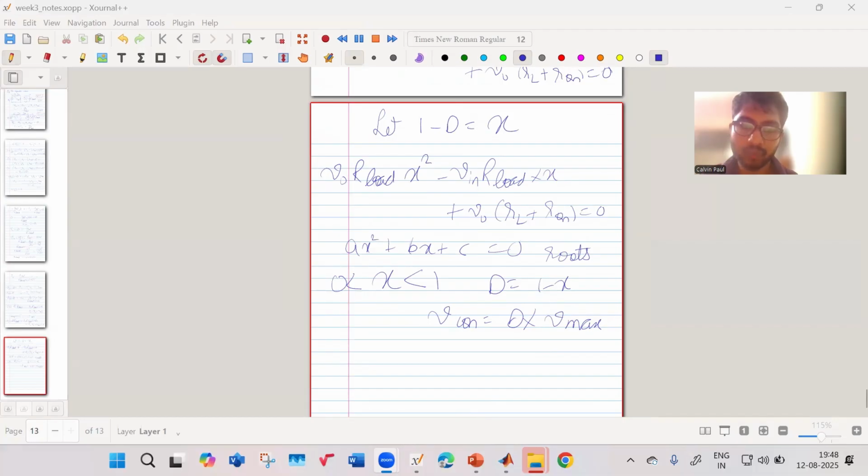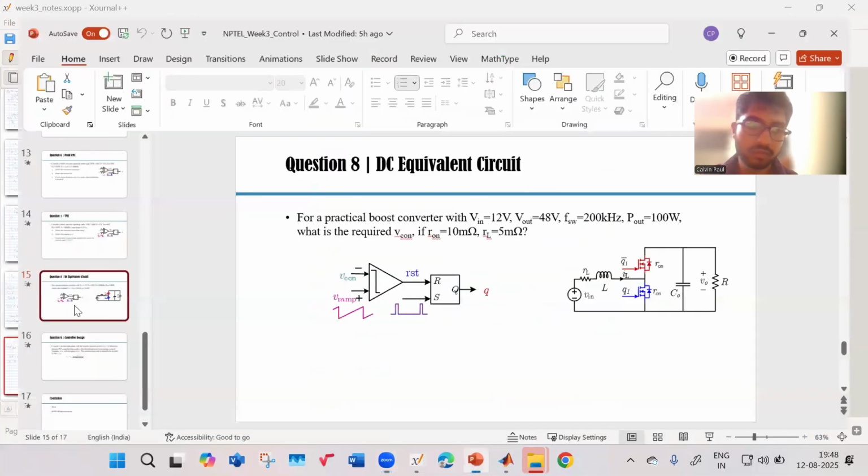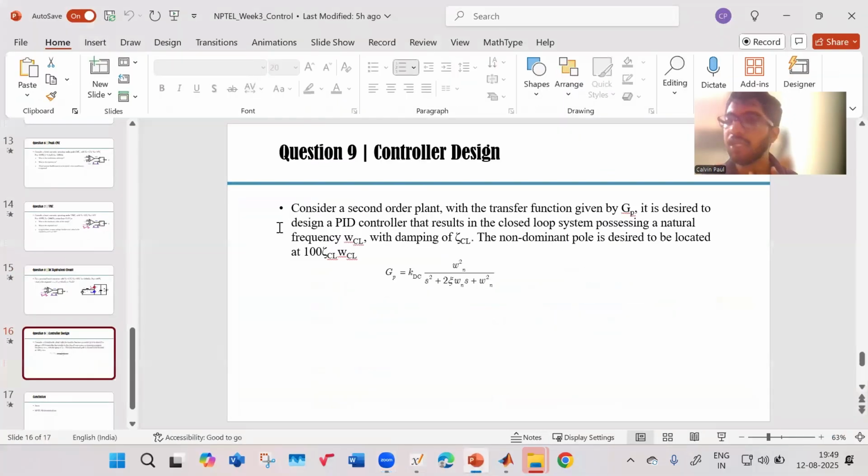So similarly, there's another sum which I made for controller design, where they have a transfer function given by GP. And we have to design a PID controller which results in some closed loop poles so that we can have this frequency and this damping, etc.